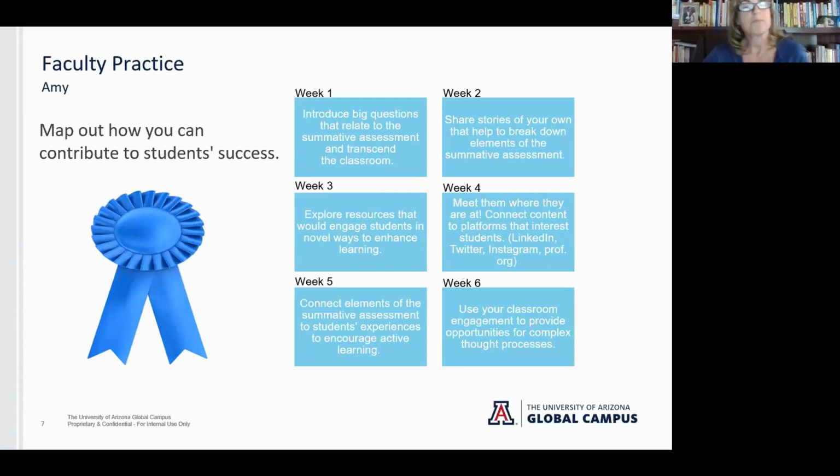Thank you. When I'm teaching a class, I like to break it down by the weeks. This is not something you have to do, of course, but these are just some ideas of how to map out how you can contribute to student success and also incorporate that backward design into your instruction.